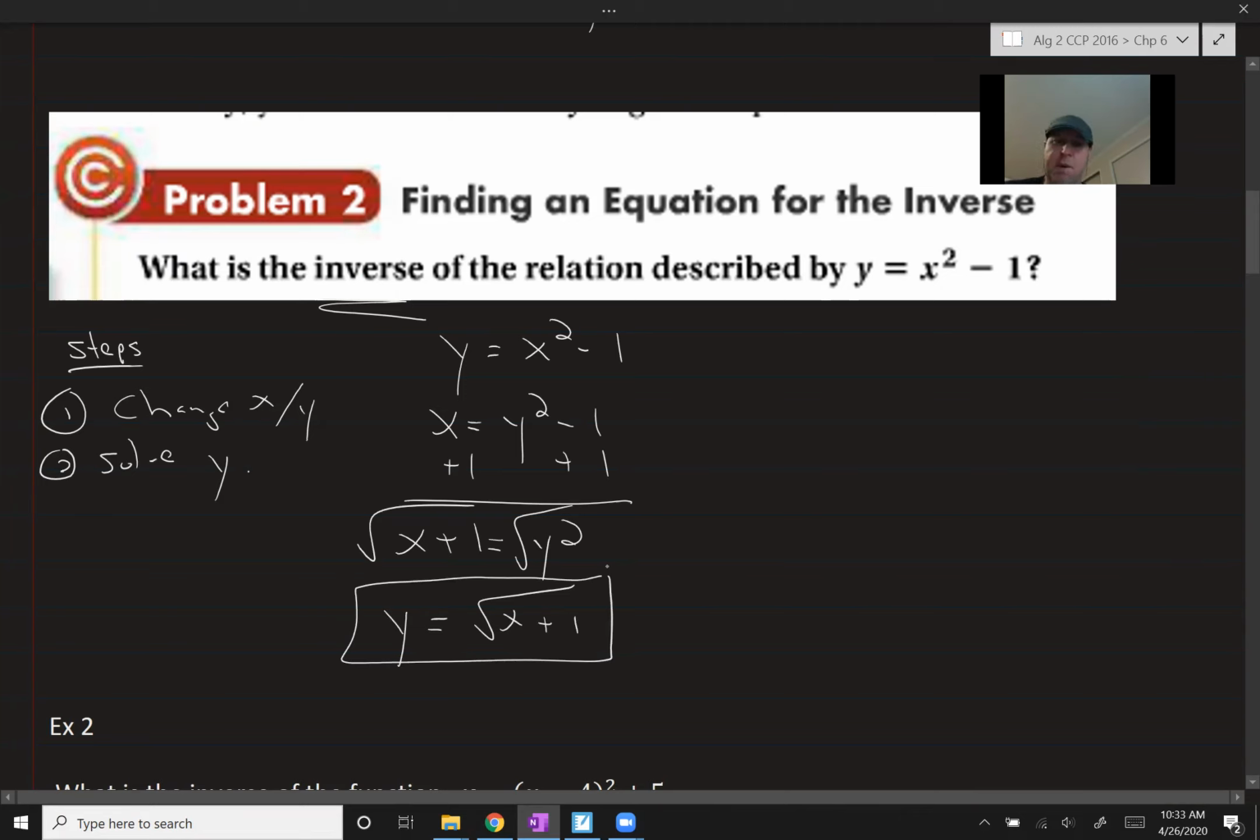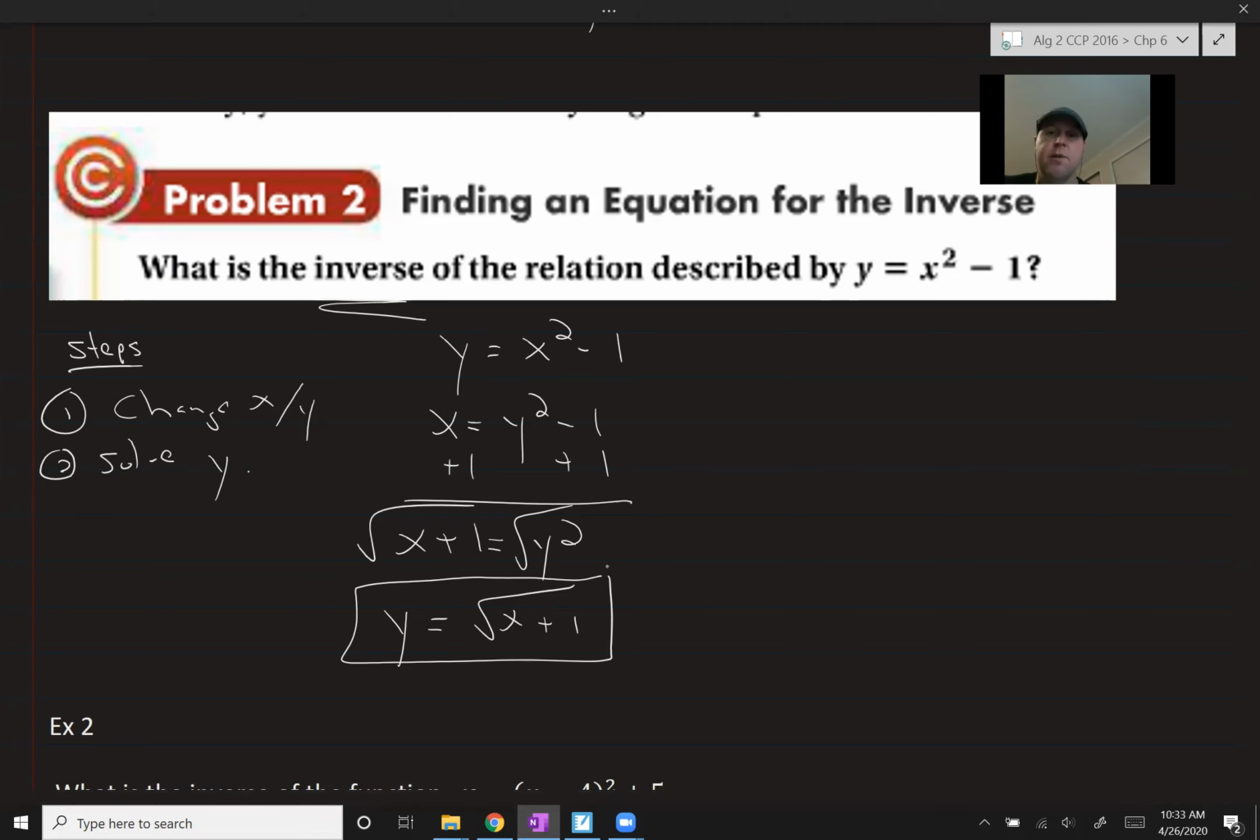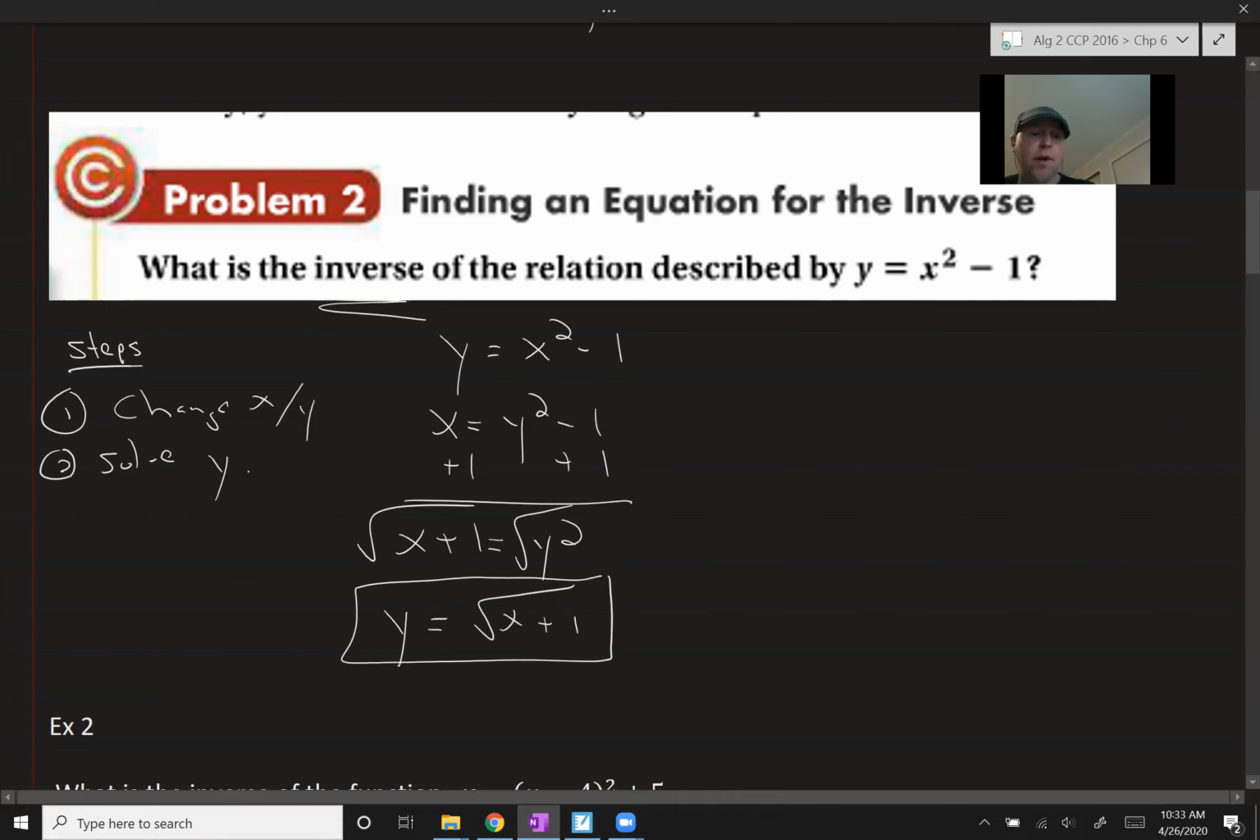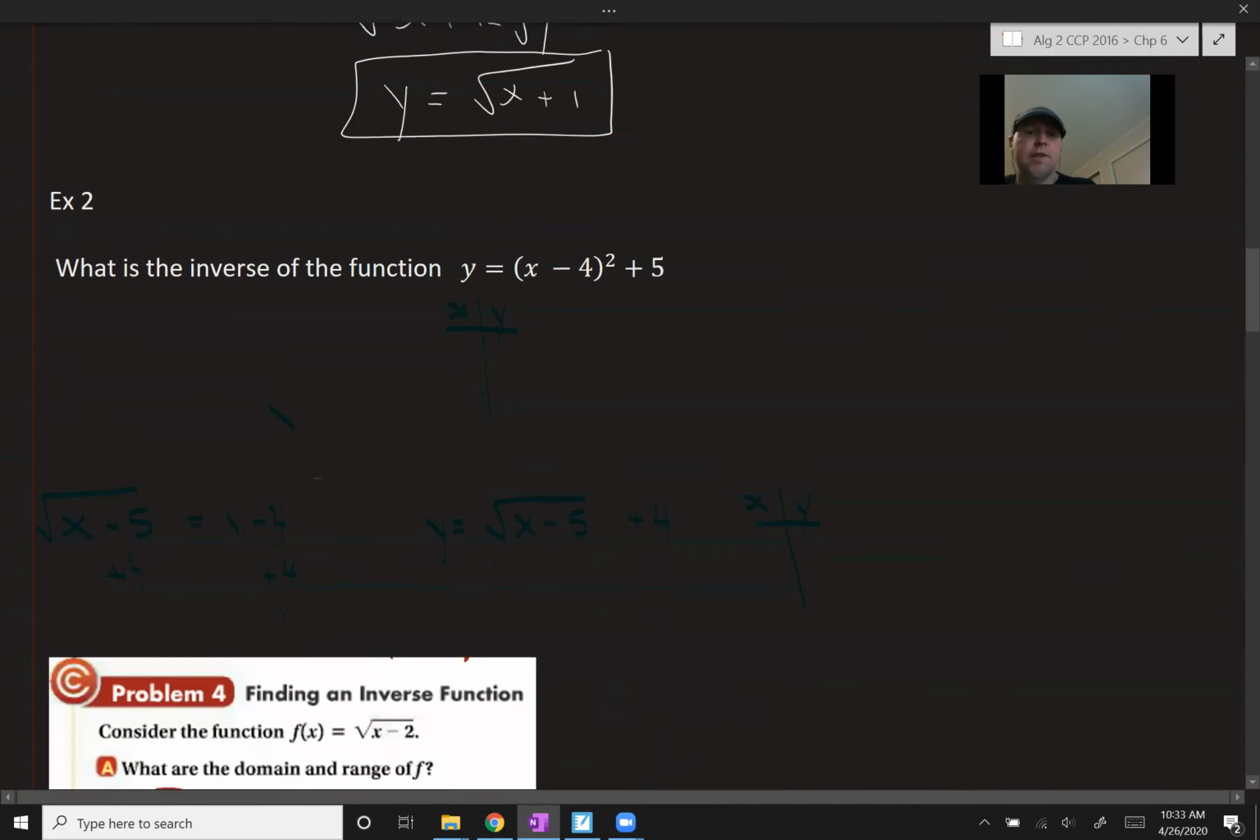Boom. All right, did they ask me about function yet? No, not yet. All right, I won't bother you with it until it comes up. So we change x and y, we solve for y. Done.